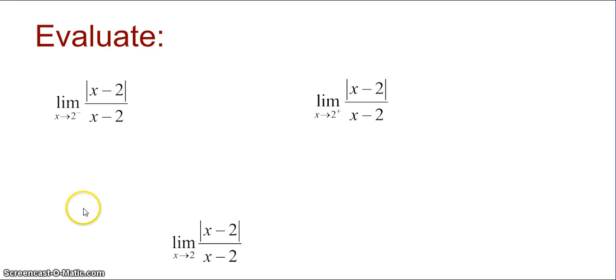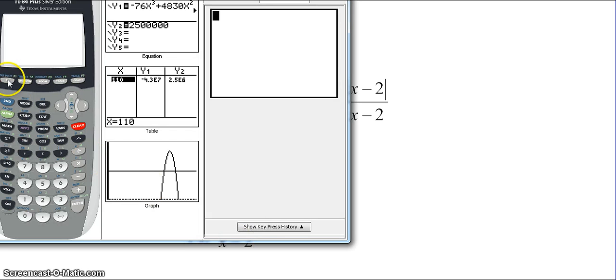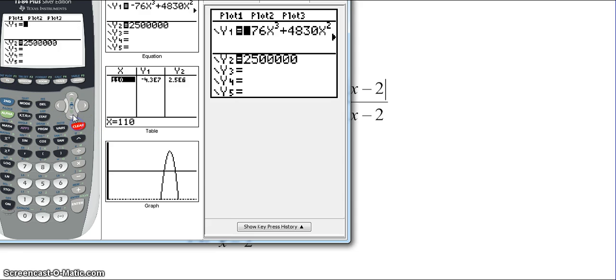So here, let's evaluate the limit as x goes to 2 from the left of the absolute value of x minus 2 over x minus 2, the limit as x goes to 2 from the right of the absolute value of x minus 2 over x minus 2, and the limit as x goes to 2 of the absolute value of x minus 2 over x minus 2. This last one is just saying check from the left and check from the right. If they're the same, then that's your answer. If they are different, then the limit won't exist. So we're going to use our calculator here, so I'm going to put this function in.